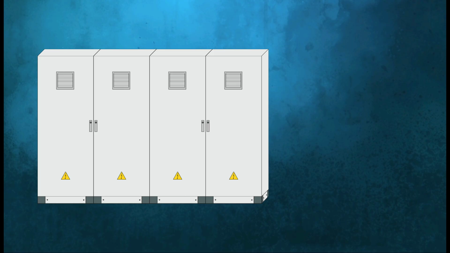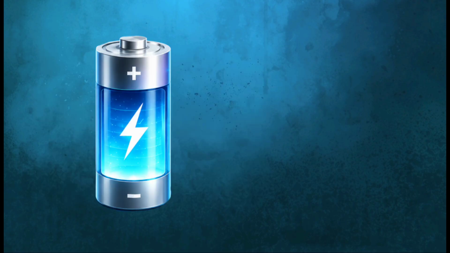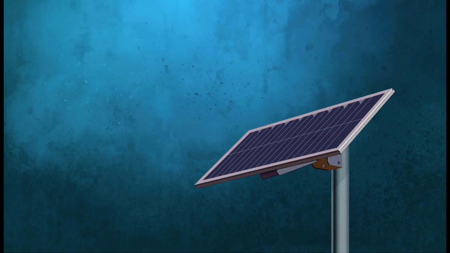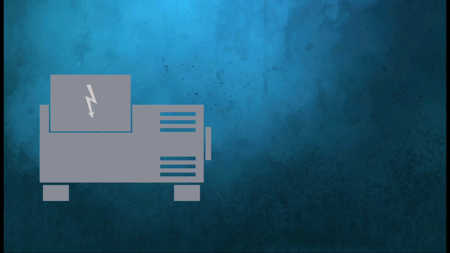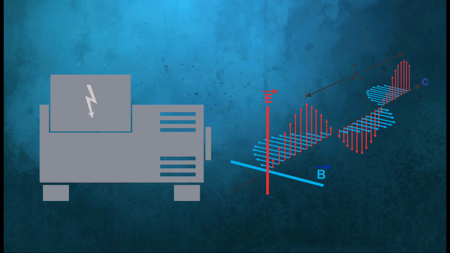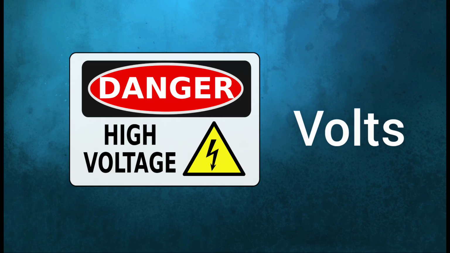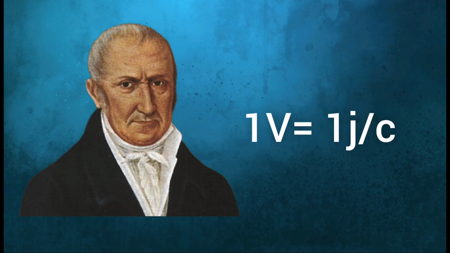Every electrical source creates voltage in its own way. Batteries use chemistry. Solar panels use sunlight. Generators use magnetic fields and motion. No matter how it's created, their job is the same: to create electrical pressure. Voltage is measured in volts, named after the Italian scientist Alessandro Volta. One volt simply represents a certain amount of electrical potential difference.